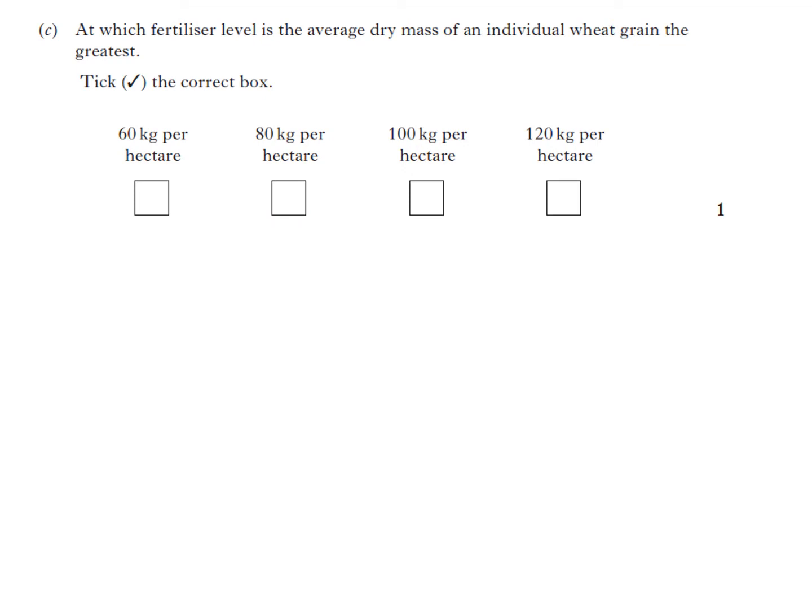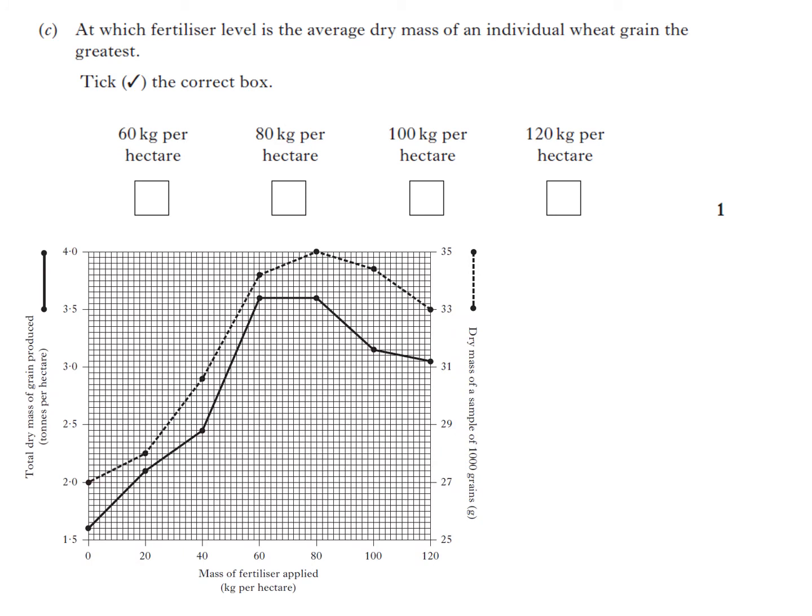Okay, at which fertilizer level is the average dry mass of an individual wheat grain the greatest? Well, this is the dry mass of 1,000 grains, but the largest of these will be the largest for individual grains. So there we go. That's it.